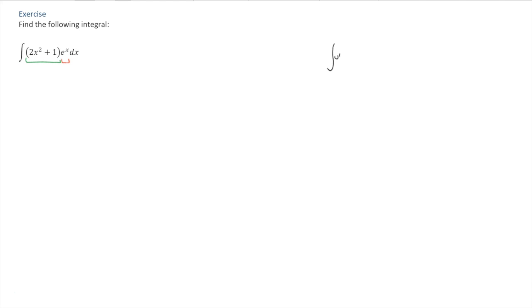Remember, that was the integral of u dash of x times v of x equals u of x times v of x minus the integral of u of x times v dash of x. Okay, so looking at our integral, we'll call v of x 2x squared plus 1, and the reason for that choice is because we know that in the formula, v dash of x, 2x squared plus 1 would turn into 4x, which definitely simplifies the integral a bit.